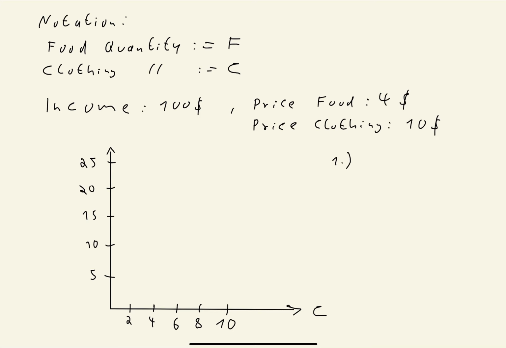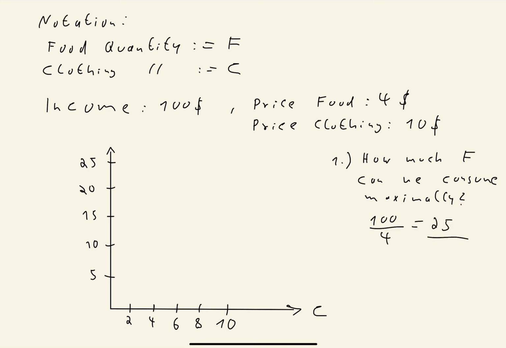So for food, how much food can we consume maximally? This is quite simple. You have $100 and divide this by the price of food. This is 25. So if you spend all your income on food, you can consume 25 units of food. Sorry, I forgot the F here. So this is the amount of food. So 25 will be the intersection point here.